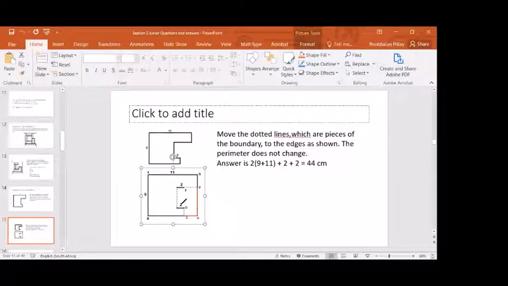That's 2 plus 2 is 4, right? The entire rectangle, you know the sides, 9 plus 11, right? And the perimeter of a rectangle is 2 into length plus breadth. 9 plus 11 is 20, and 20 times 2 is 40. So the perimeter of the rectangle is 40, right? So plus 4, because these two were not pushed to the edge. So the answer is 44.